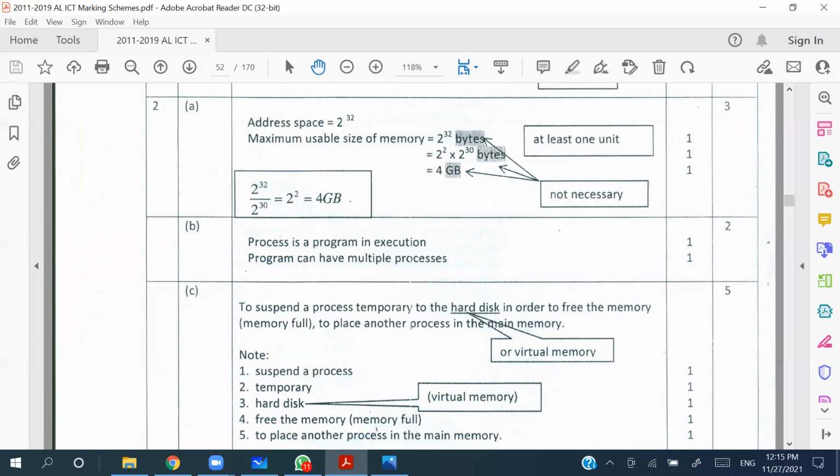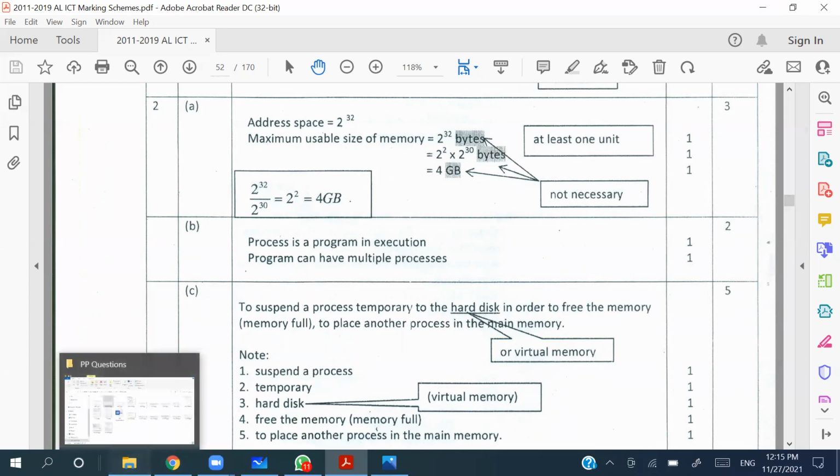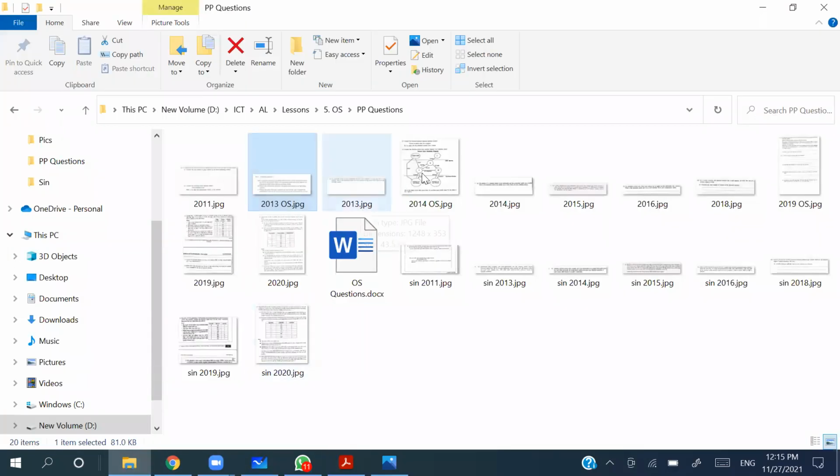Okay, is anyone still copying from here? If not, we can move to the next question. All right, so I'll take the 2014 one. Here comes the 2014.